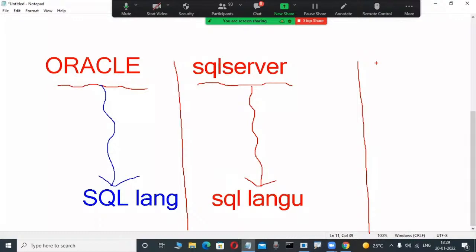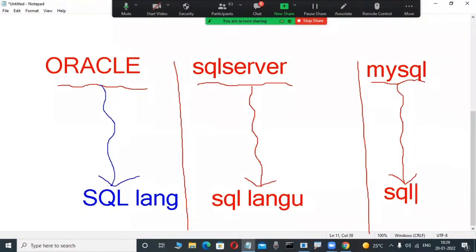Again, MySQL is what many people in my company use. MySQL is also a relational database product, and it is open source. Some employees work on the MySQL product, and to operate the MySQL database they use SQL as the language. So the SQL language is a universal language.